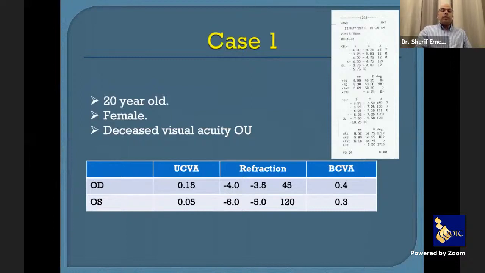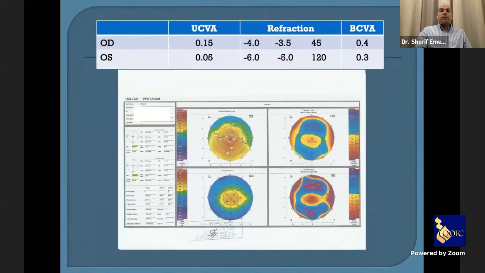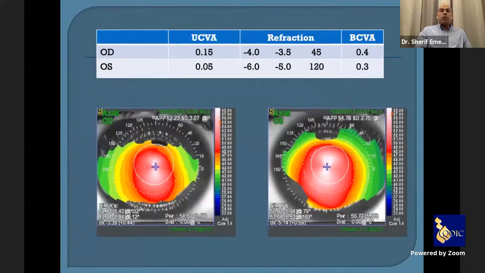Now I will introduce a case. This is my first case, a 20-year-old female diagnosed with keratoconus. She is complaining of decreased visual acuity in both eyes. The uncorrected vision in the right eye is 0.15, and in the left eye is 0.05. This is her refraction, and the best corrected vision is 0.4 and 0.3. So this is her Pentacam. This is the right eye, this is the left eye, and this is the OBD scan for her.